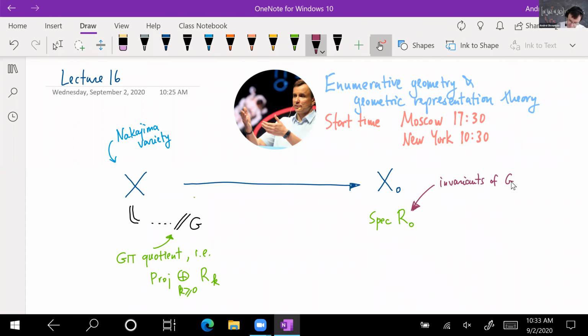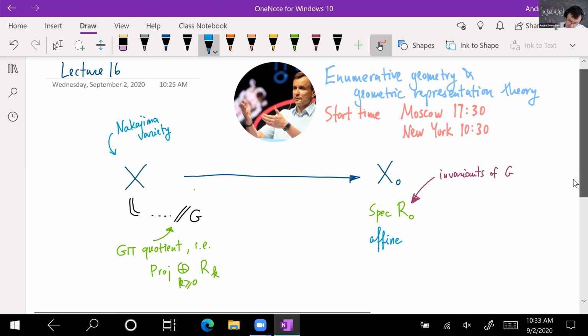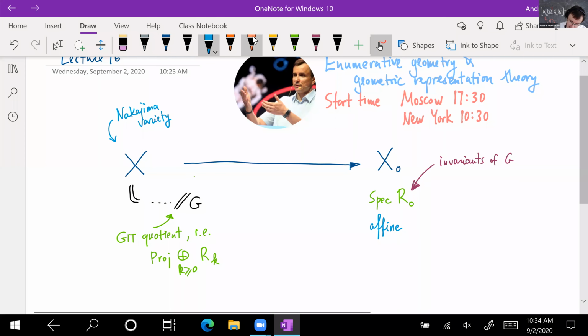And these were covariants, the R_k. And so this variety is affine. And this map, we'll focus on this map. This map has two features. First, this map is projective, well, proper, which is by definition... So this means the fibers of that are projective varieties.